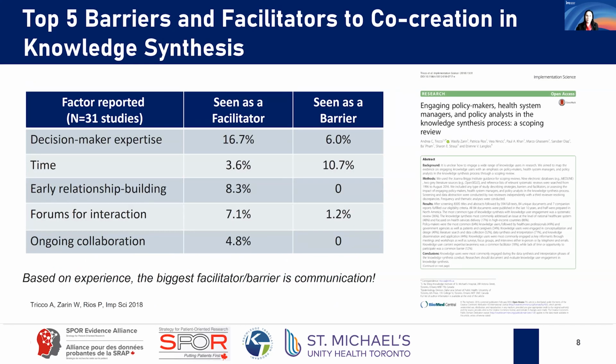Just to note that we have published before on this topic with a focus on policy decision makers. This was published in Implementation Science a while back. The top barrier was a lack of time, because it does take time to do co-creation or co-production. Actually, one of the largest facilitators was the decision maker expertise. This was a scoping review, and 31 studies reported on these facilitators and barriers. Based on our experience, communication is key. You want to make sure that you are keeping the communication going and making sure everyone is updated at every phase of the rapid review.